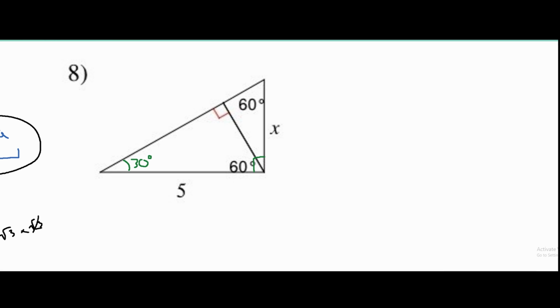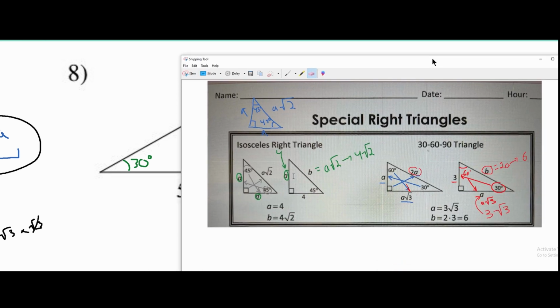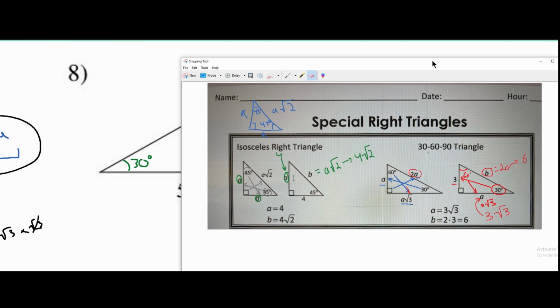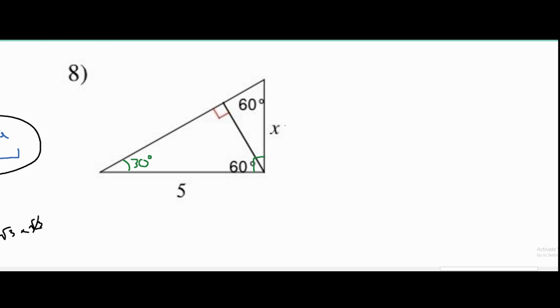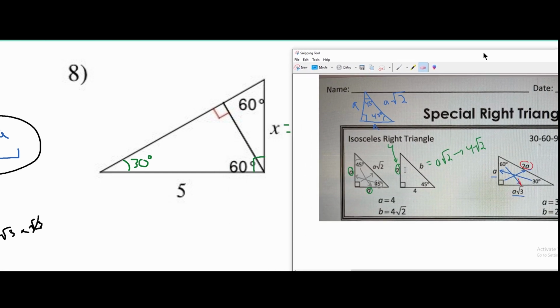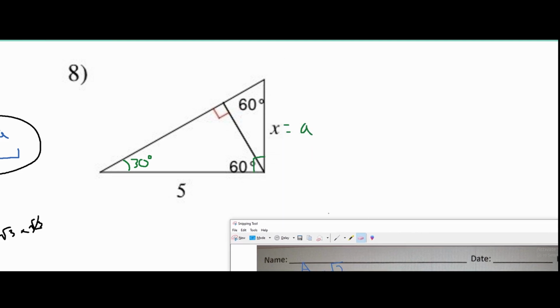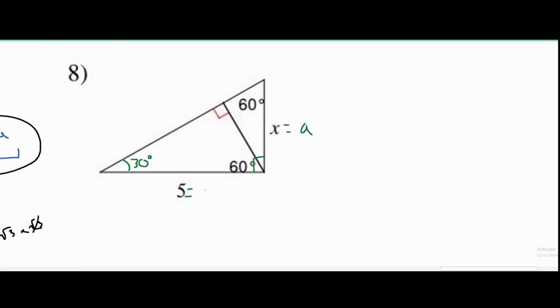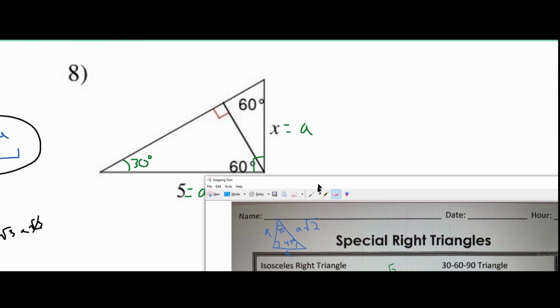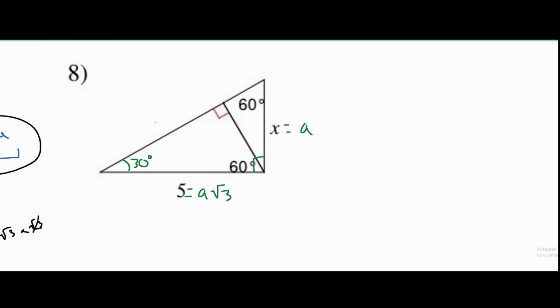We can bring out our formula for a 30, 60, 90 triangle. We know that the side across from our smallest angle is just going to be a. So that means x is equal to a. We know the second smallest side, which is 60 degrees, is going to be equal to a square root of 3. And lastly, looking at our formula one more time, we see that our largest side is going to be equal to 2a. So this side, which is our hypotenuse, is equal to 2a.